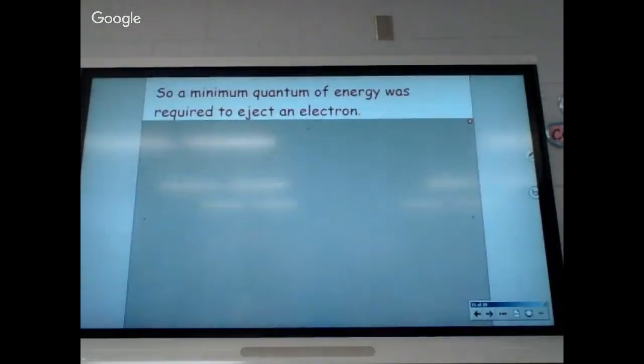Okay. Now, so this is where we were yesterday, or where we're starting from today. So a minimum quantum of energy is needed to eject an electron. Okay? Some minimum amount. This minimum amount is called a quantum.